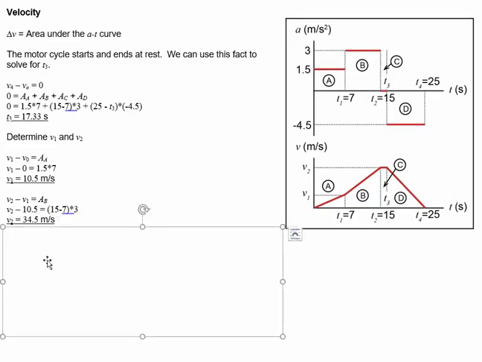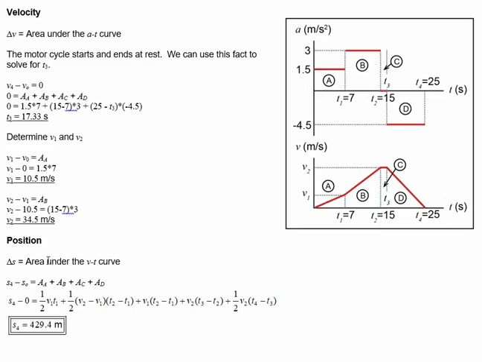All right, the final step will be to determine the distance traveled. So now we're going from velocity to position. So the displacement, or the change in position, is equal to the area under the v-t curve. So again, if we do the total displacement from the final to the initial, that's going to equal all the areas. So these areas are the area under the velocity curve, so all of these areas.